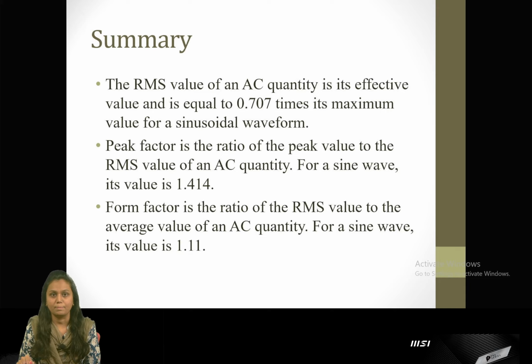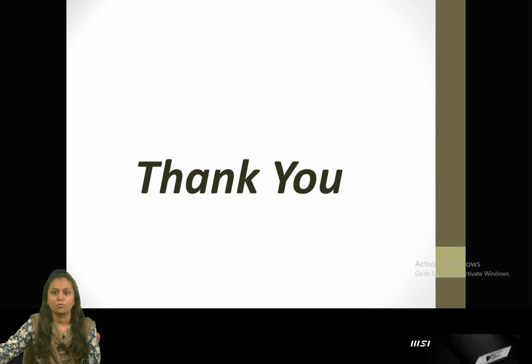Let us see the summary. The RMS value of an AC quantity is its effective value and is equal to 0.707 times its maximum value for a sinusoidal waveform. Peak factor is the ratio of peak value to the RMS value of an AC quantity, and for a sine wave its value is 1.414. Form factor is the ratio of RMS value to the average value of an AC quantity, and its value is 1.11. Today we are going to stop here.